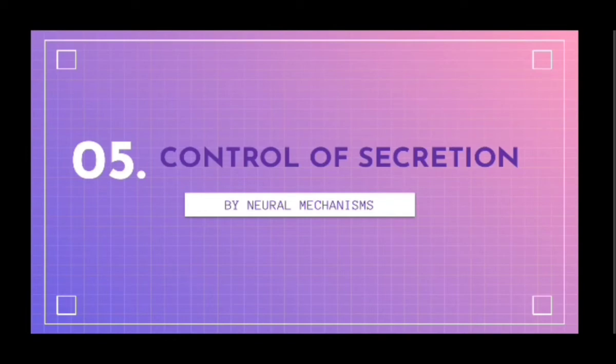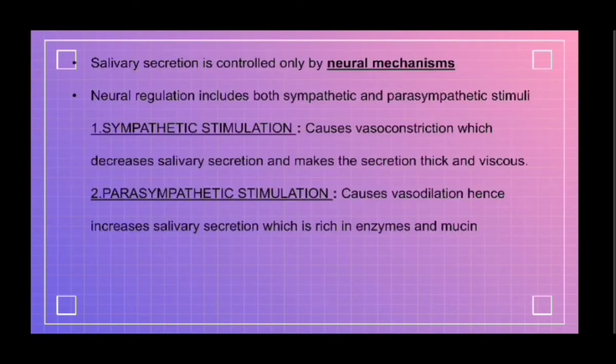Now let us see the control of secretion by neural mechanism. Salivary secretion is controlled only by neural mechanism. The neural regulation includes both sympathetic as well as parasympathetic stimuli. Sympathetic stimulation causes vasoconstriction, which decreases salivary secretion and makes the secretion thick and viscous.